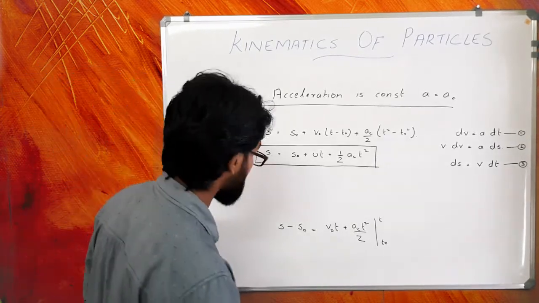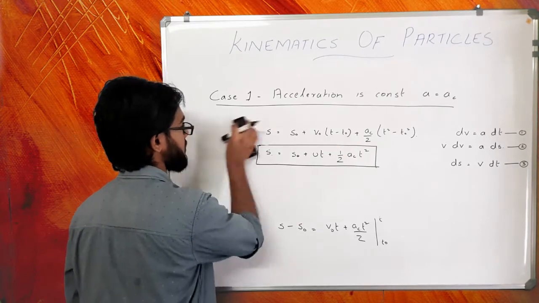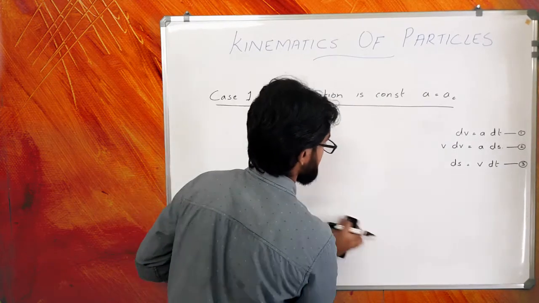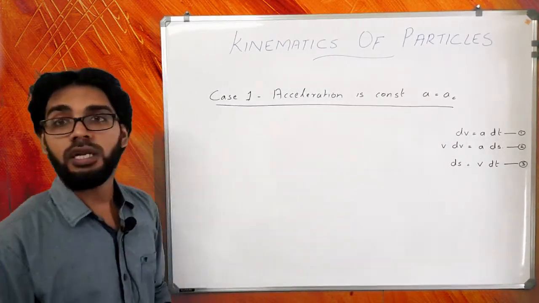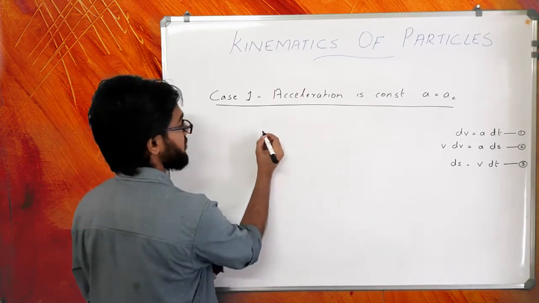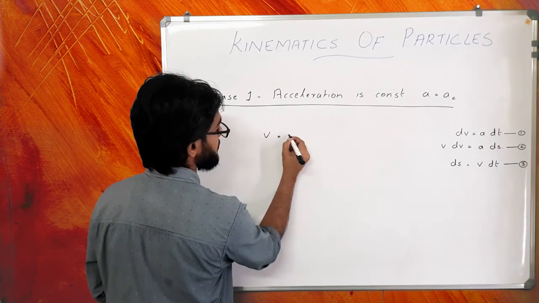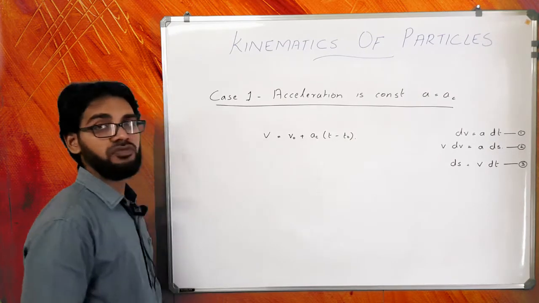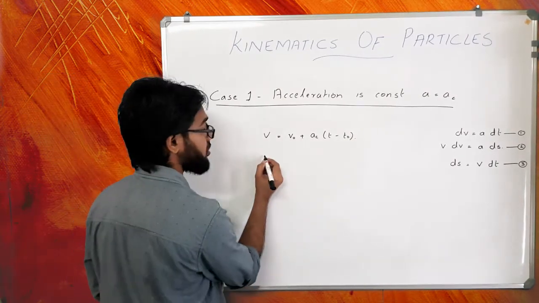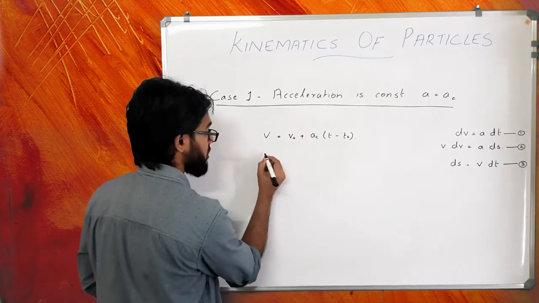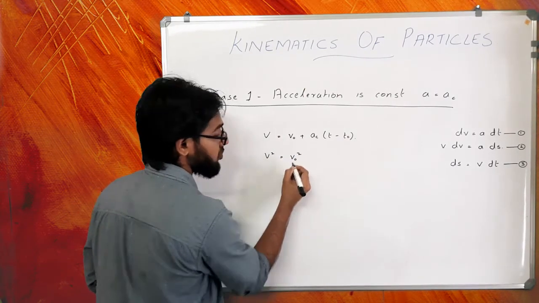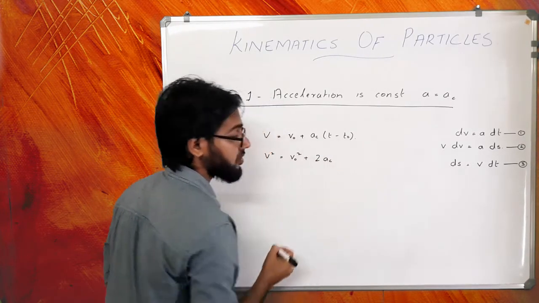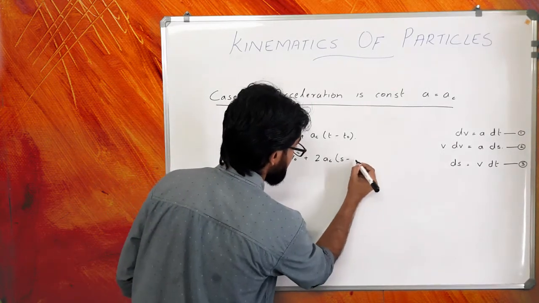So I will write down all the equations once again, which we had derived here. Now the first equation which we had studied was v equals v0 plus a_c into (t minus t0). That was the first equation. The second equation which we had studied: v square is equal to v0 square plus 2 a_c into (s minus s0).